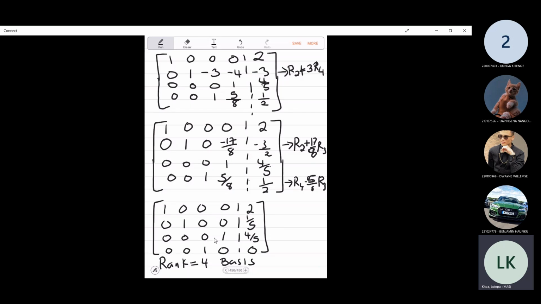The basis is x1, x2, x3, and then x4. And then you can write down the unique solution: 2, 1/5, 4/5, and 0. Okay, so we'll stop here for today and continue tomorrow.